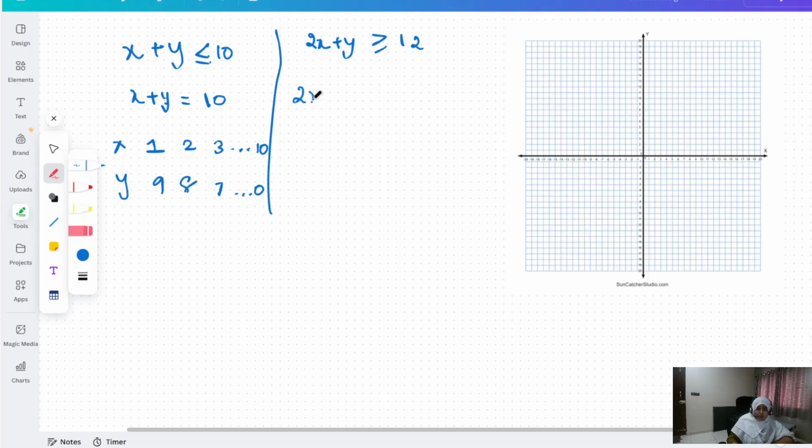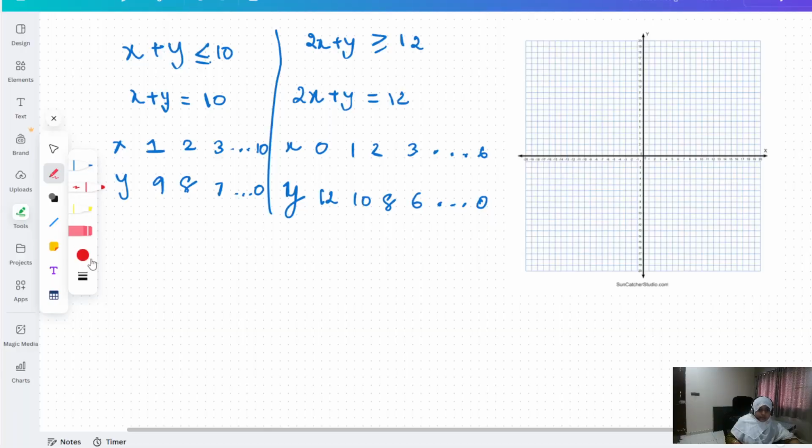Similarly for the other equation, it will be 2x plus y equals 12. When I'm allotting values, I'll start with 0. When I substitute 0, I get y equals 12. When I substitute 1, I get y as 10. For 2, I'll get 8. Then for 3, I'll get 6. It goes on like this, and when my x value is 6, I get y value as 0. Okay, fine. Now we will try to plot this.